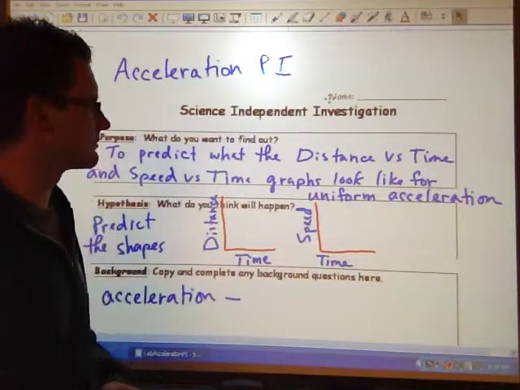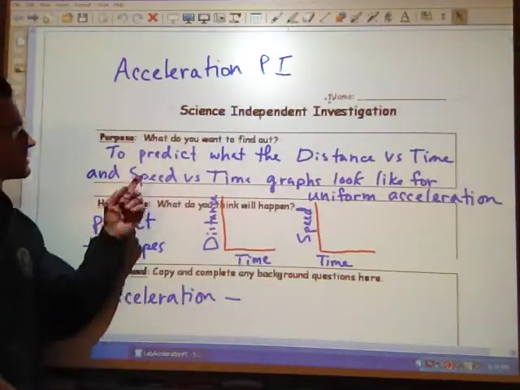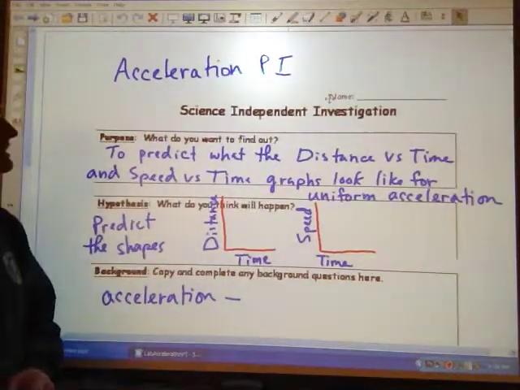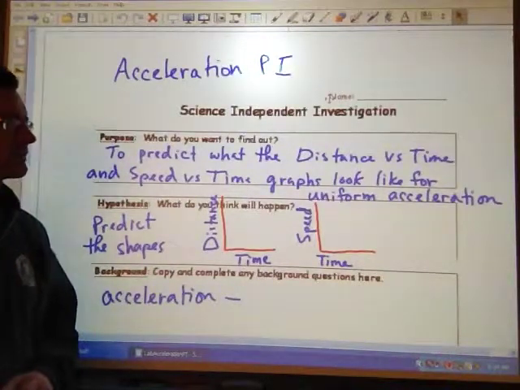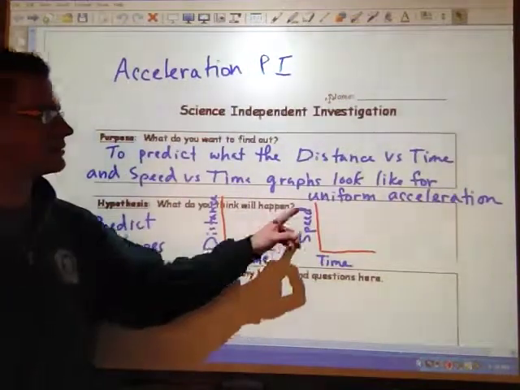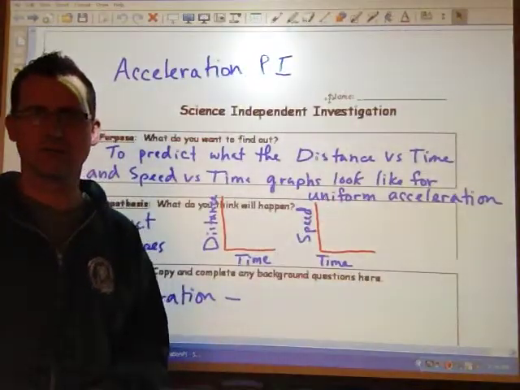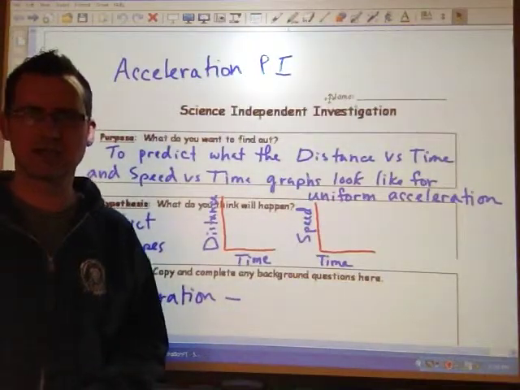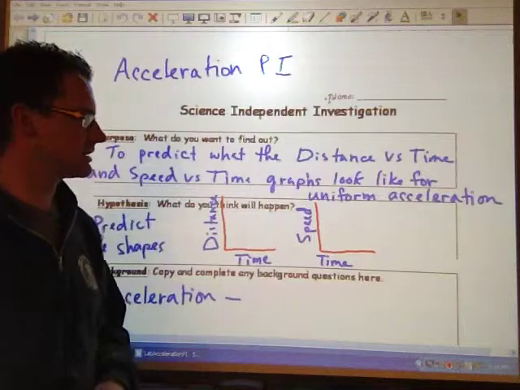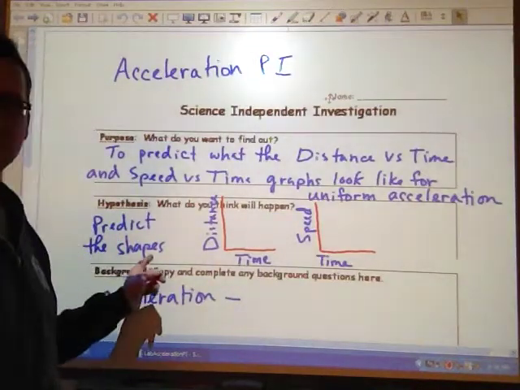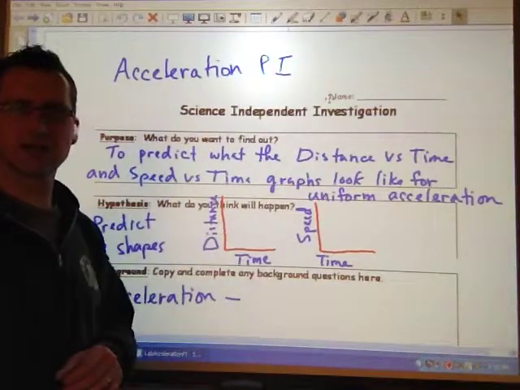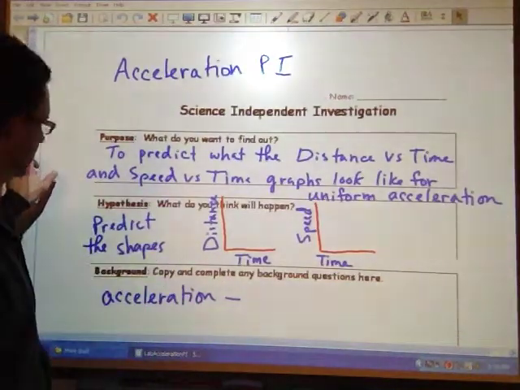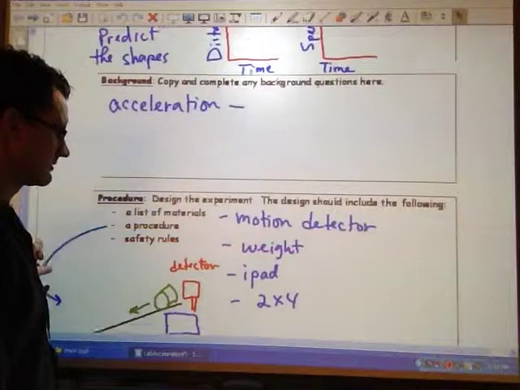If you look at acceleration 1, what you're going to do is predict what the distance versus time and the speed versus time graphs look like for something that's uniformly accelerating. Okay, so we haven't talked about speed time graphs yet, so you're going to have to predict. So predict the shapes of a distance versus time and a speed versus time graph. Now, before I do that, we should likely go down and see exactly what you're going to be doing.